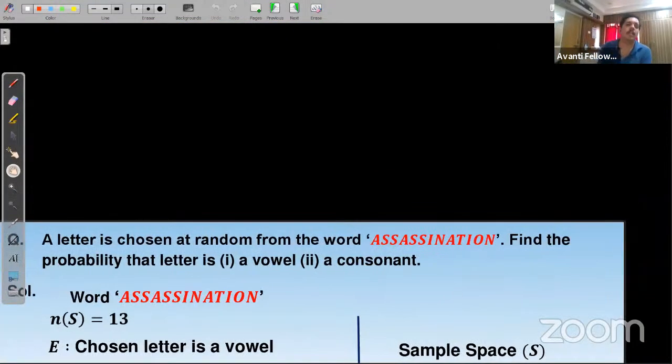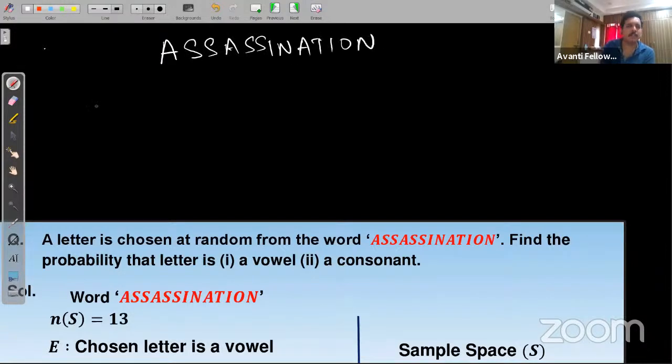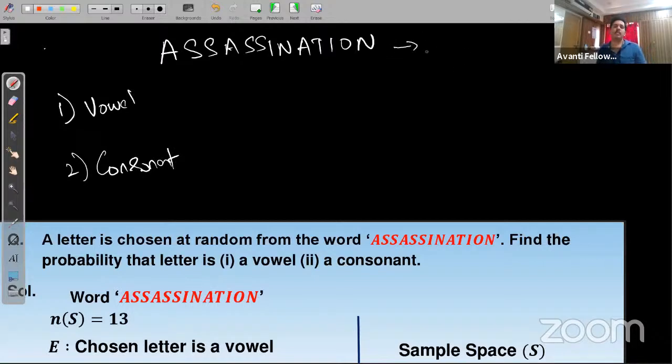And now this one, assassination. He has given the example, and I'm writing the question: assassination. Total how many letters are there, guys? First he is asking for vowels, and second he is asking for consonants. Vowels means A, E, I, O, U. So the total number of letters is 6, 9, 12, and 1, 13. Did you count it? It is 13.